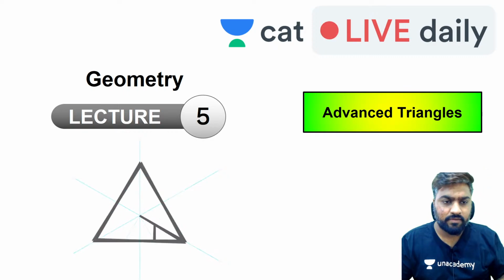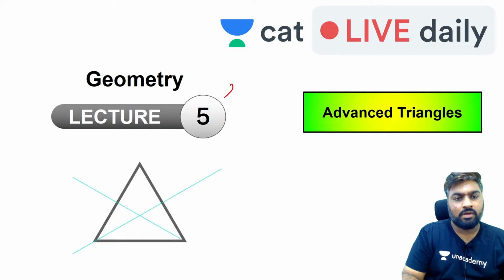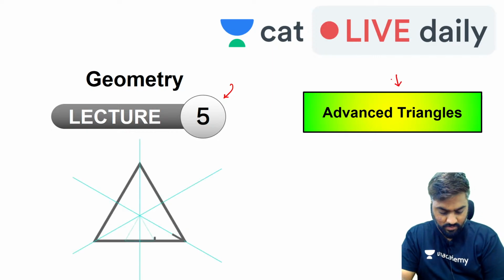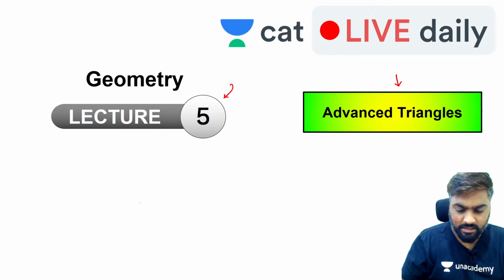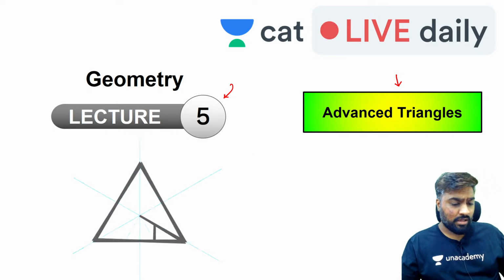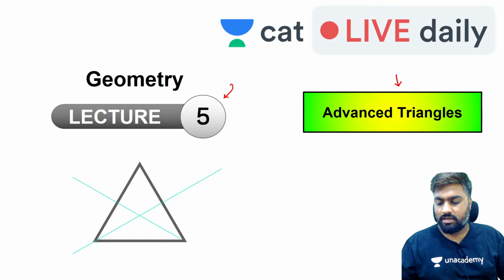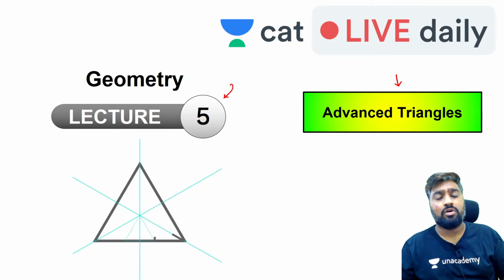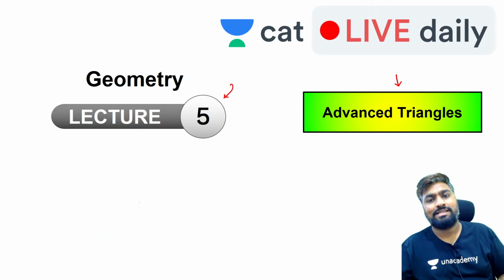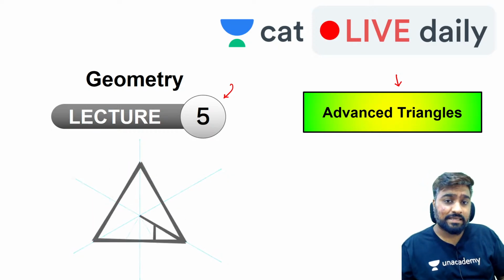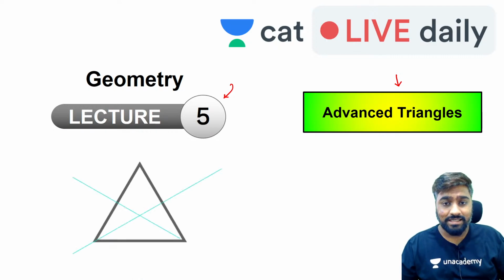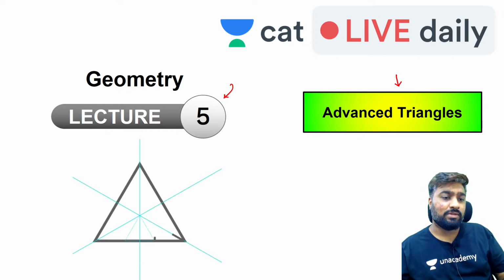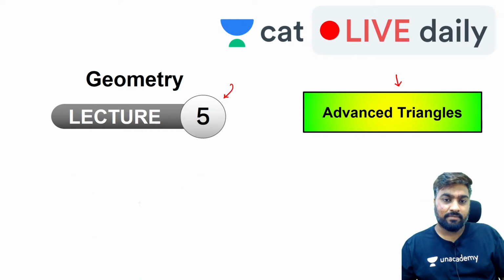This is our fifth lecture on geometry. Today we are looking at advanced concepts of triangles. In today's session we'll be learning about medians, altitudes, perpendicular bisectors, angle bisectors. We'll be learning about what the centroid, orthocenter, circumcenter and incenter are. We'll be learning about the circumcircle, incircle, circumradius, inradius. We'll also learn how these are different for different types of triangles.